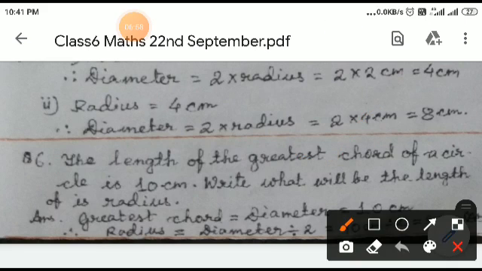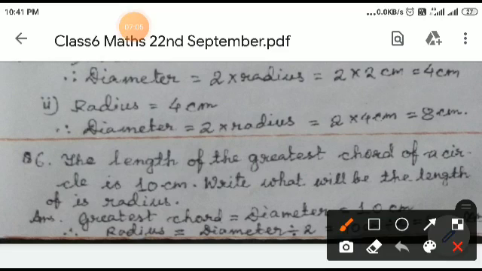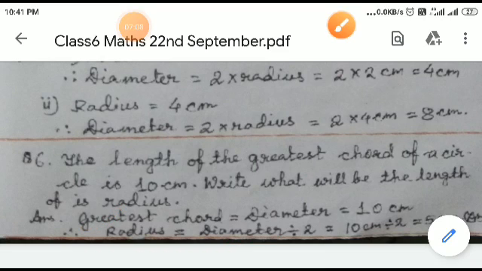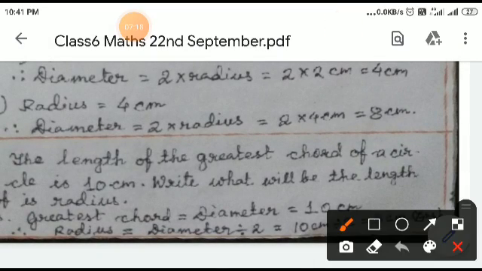See the solution part. Greatest chord equals diameter equals 10 cm. Therefore, radius equals diameter by 2. That is 10 divided by 2 cm. 5 twos are 10, that will be 5 cm. So we are getting radius equals 5 cm, where the length of the diameter is 10 cm. Greatest chord means diameter. Children, that's all for today.